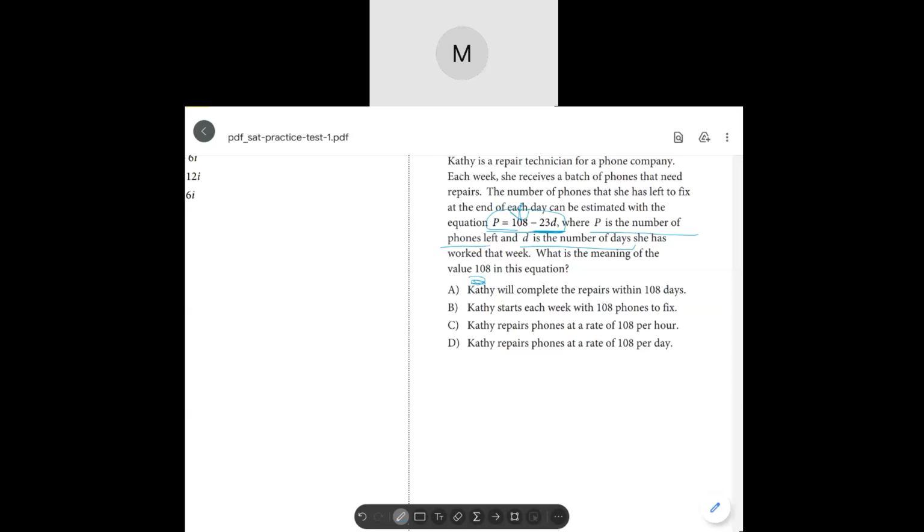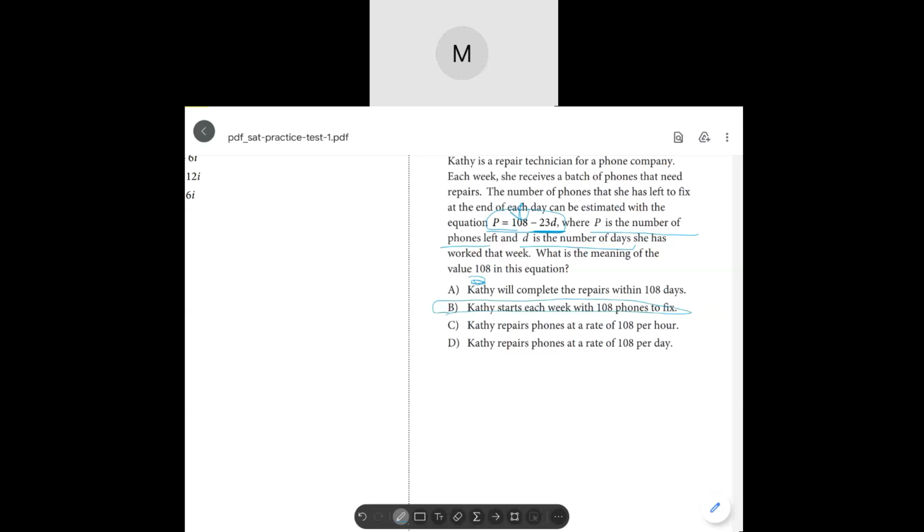Obviously we're talking about phones because P is the number of phones left. So if you think about it, you're starting off at 108. Katie is starting off at 108, and every day she's repairing 23 phones, which means she will be left with some amount of phones after D days, right? So that 108 number is what she's starting off with each week, 108 phones to fix. How did I get there?